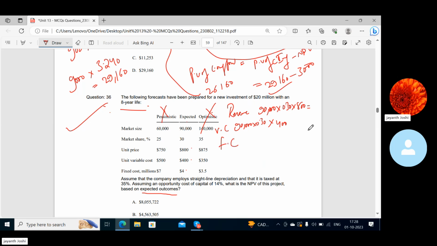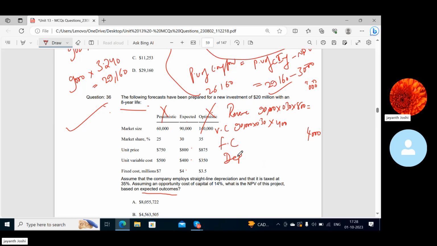Fixed cost is almost 4 million. So 4,000, with 3 zeros omitted, right? I'm just noting that 3 zeros are omitted. And then depreciation. Depreciation is not a cash flow, but we'll calculate and keep it. So it's not a cash outflow. For depreciation, what they have said.